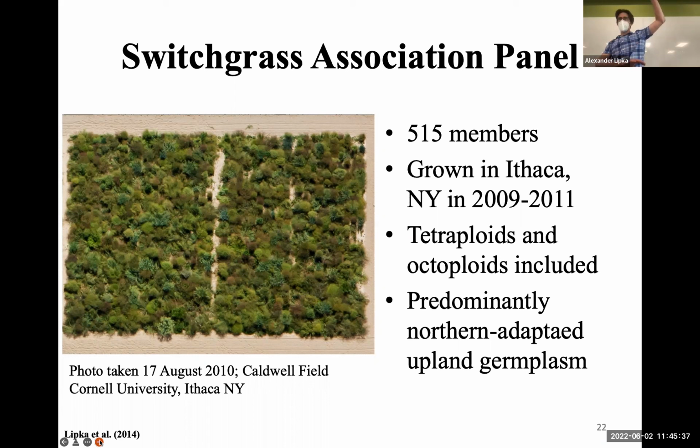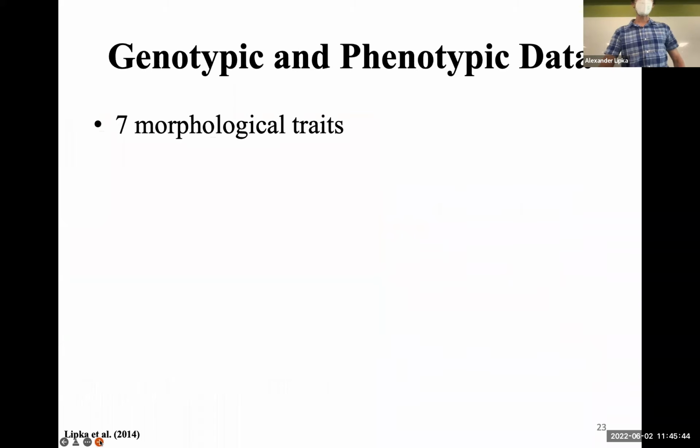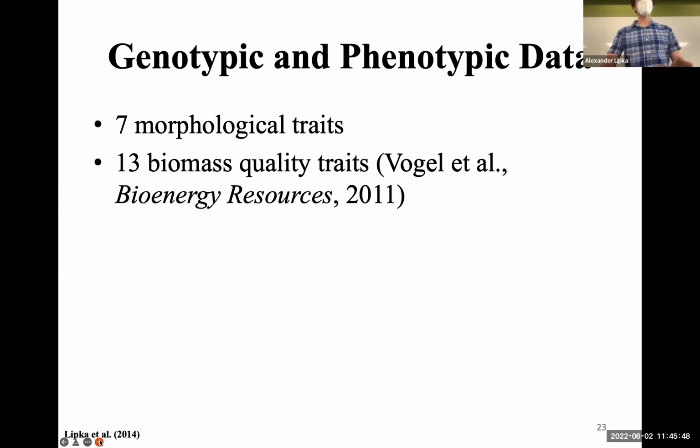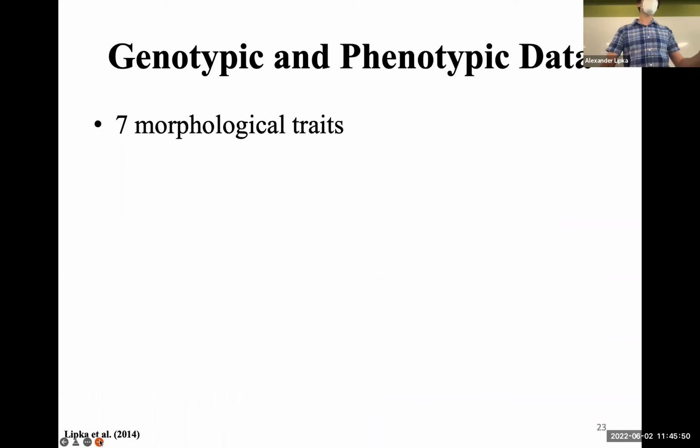My understanding is that with switchgrass, you have northern adapted and southern adapted germplasm. This collection was predominantly northern adapted upland germplasm. So we looked at 7 morphological traits. And me as a statistician, the way I think about morphological is you actually went out to the field and you actually measured them, okay?